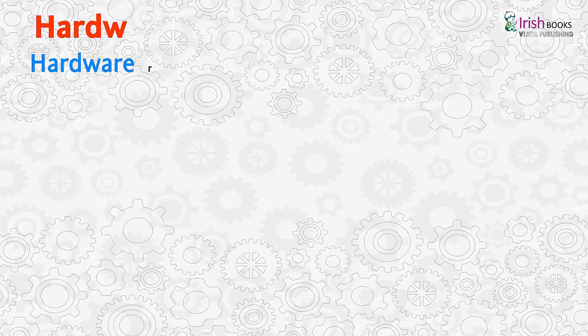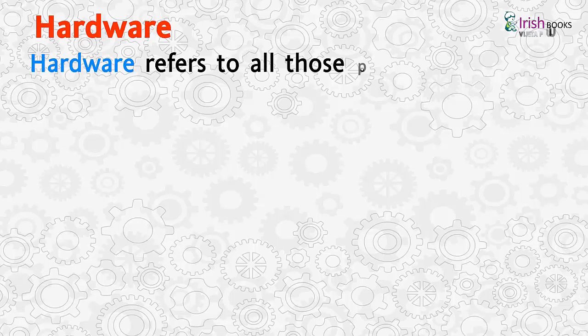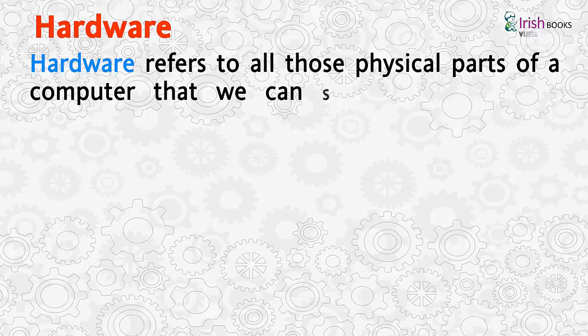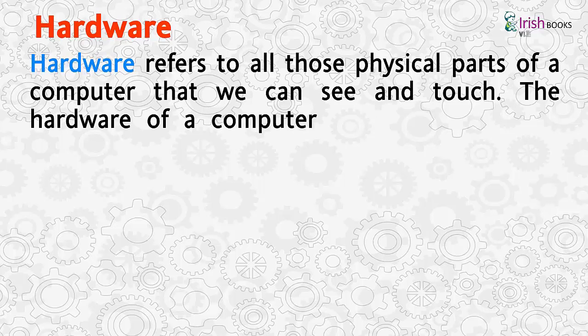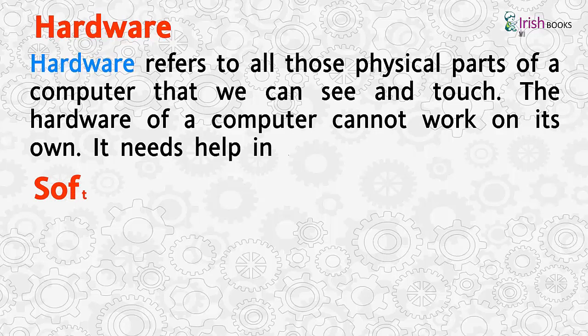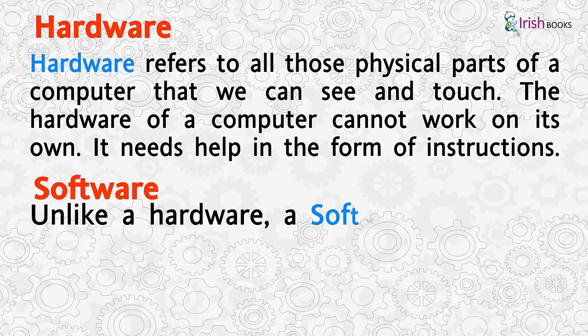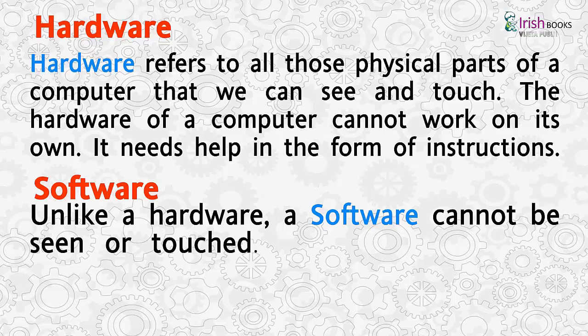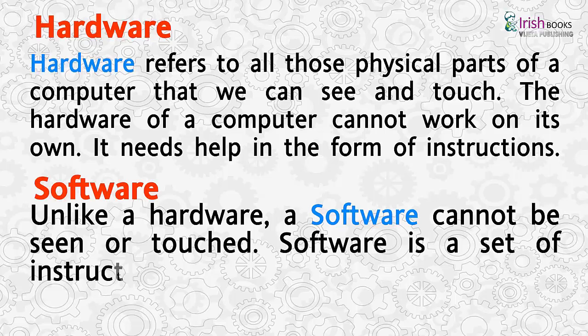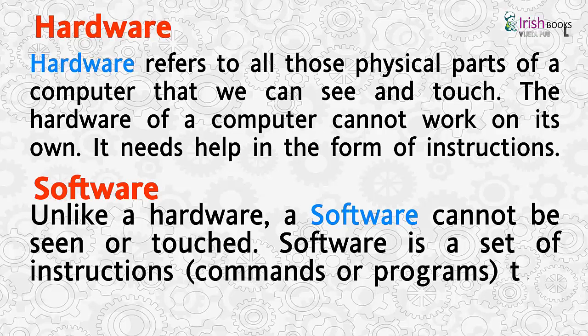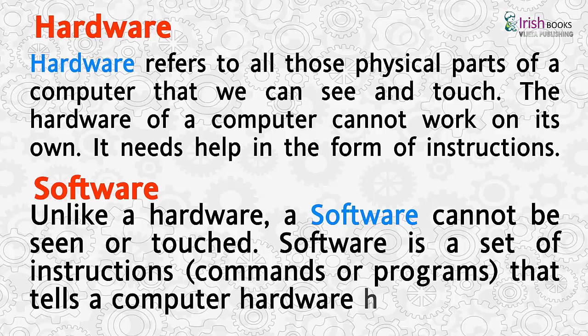Hardware. Hardware refers to all those physical parts of a computer that we can see and touch. The hardware of a computer cannot work on its own. It needs help in the form of instructions. Software. Unlike hardware, software cannot be seen or touched. Software is a set of instructions, commands, or programs that tells computer hardware how to operate.